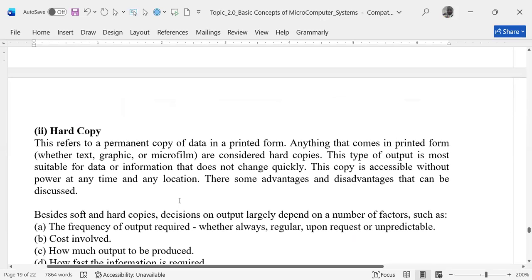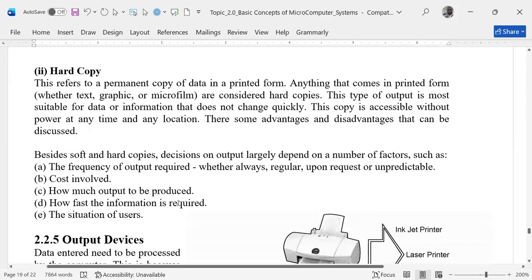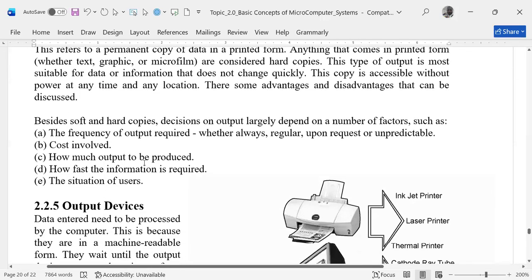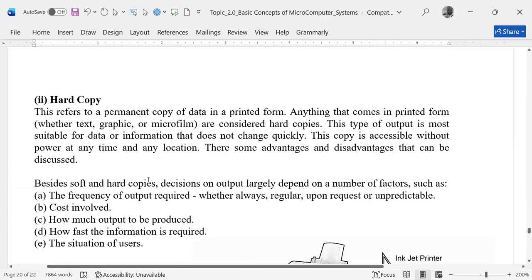And a hard copy, I've said, if you want to produce copies, it's not easy unless you have a printer. But a hard copy is easily available when you want it without switching on the computer system. The hard copy also involves cost, very expensive to produce, and cannot be generated quickly when a lot of people want to use it. These are the differences between the hard and soft copy.